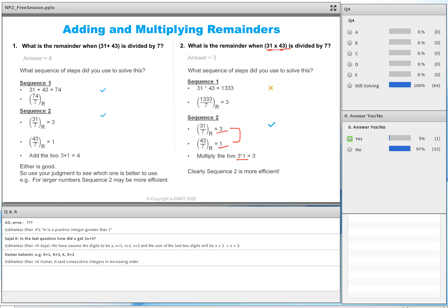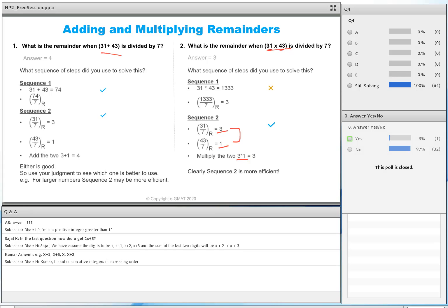So when I have a sum, either of these two sequences is fine. You either calculate the sum, then calculate the remainder, or calculate the remainders first, then add the remainders to get to the final answer. But when you have a product, it's very easy to calculate the remainders for the individual parts, then multiply the remainders together to get to the final answer.